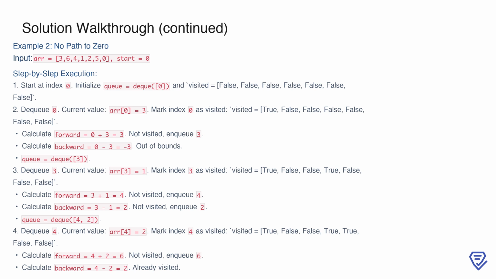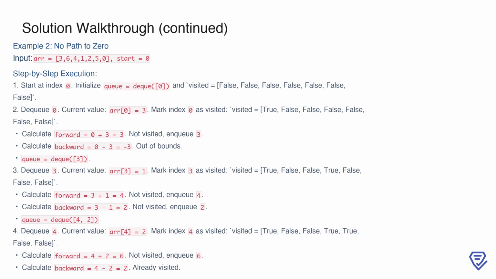3 6 4 1 2 5 0, and we start at index 0. The queue is initialized with deque 0, and the visited list is all false. Dequeuing index 0 gives a value of 3. We mark index 0 as visited and calculate forward to index 3, which is unvisited, so we enqueue it. The backward move to index -3 is out of bounds. Now the queue contains index 3.